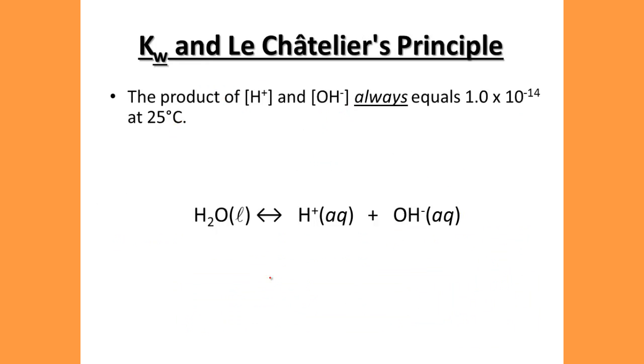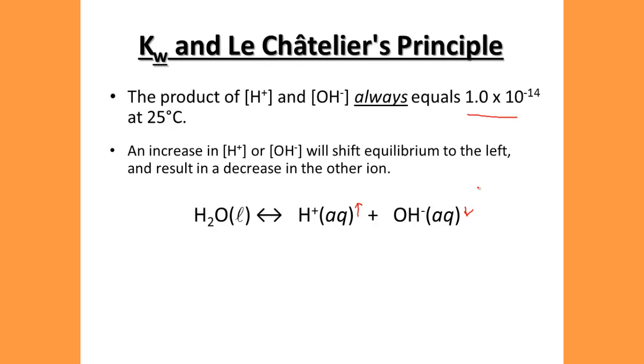Remember in Le Châtelier's principle from last chapter, if it's always going to equal the same number, if one goes up, the other one is going to go down to keep us balanced. So if you increase hydrogen or hydroxide, it's going to shift the equilibrium to the left, decreasing the other ion. Like if we add more hydrogen, we're going to shift to the left, but it's going to take more hydroxide to do that, so we're going to end up decreasing the amount of hydroxide in the solution, and as we decrease that amount, it will become more acidic.